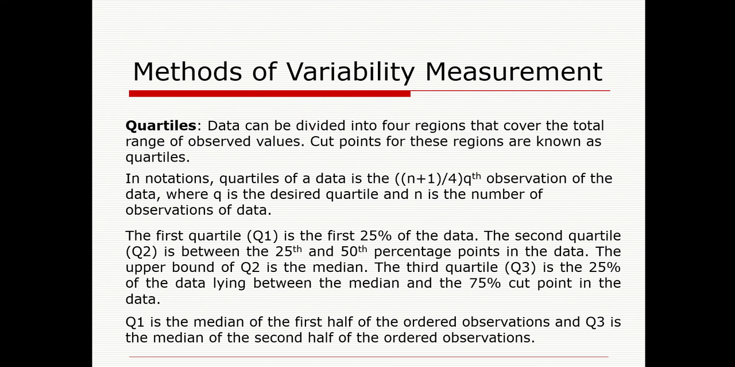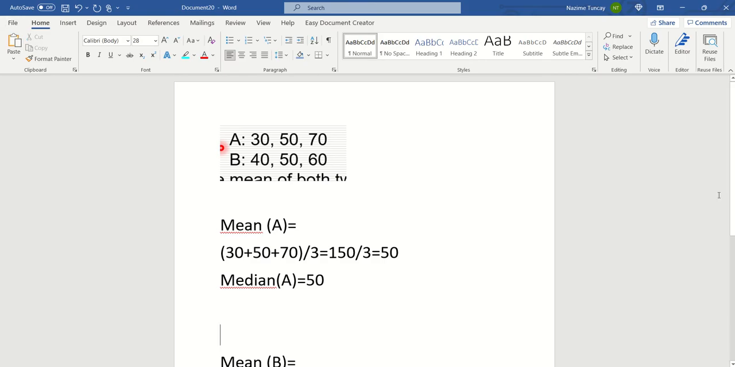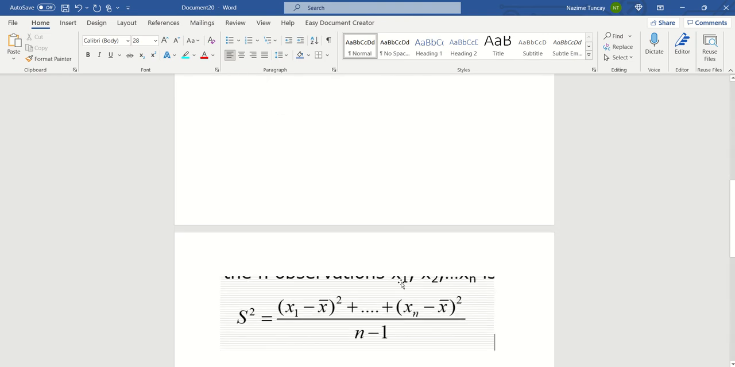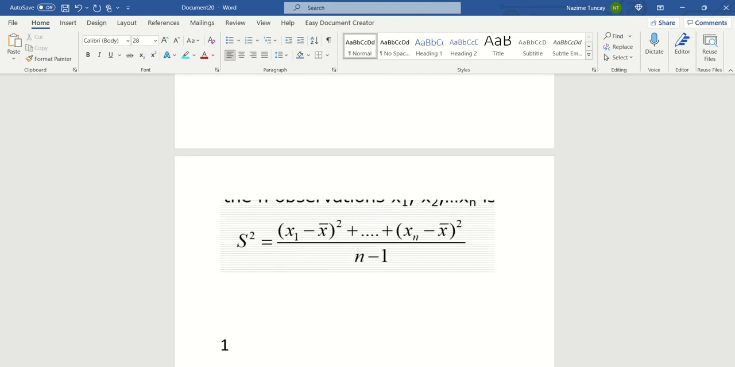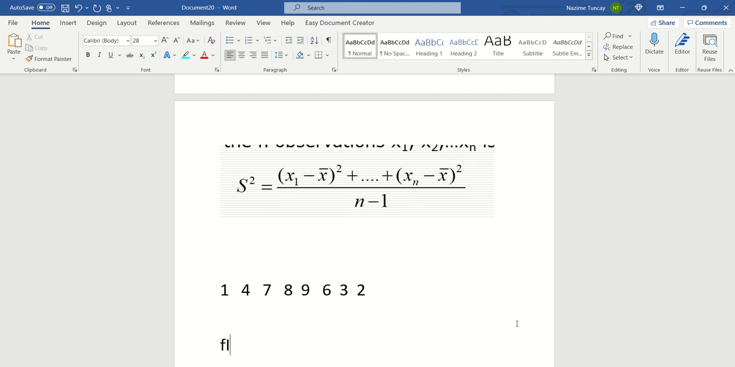Let us have some more examples here. So let me solve some examples. Okay, this is the formula. Let us have this sample. Okay, this is a sample. Here is the equation. I want you to find your notebooks.